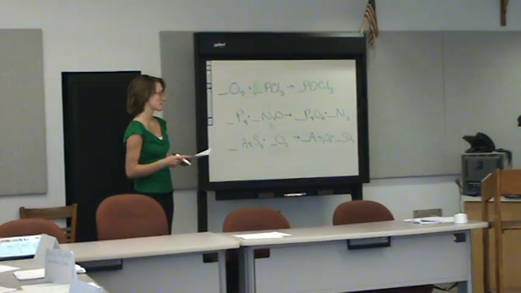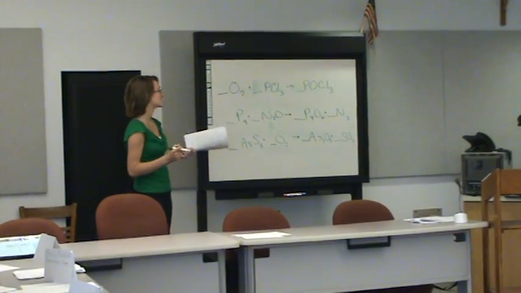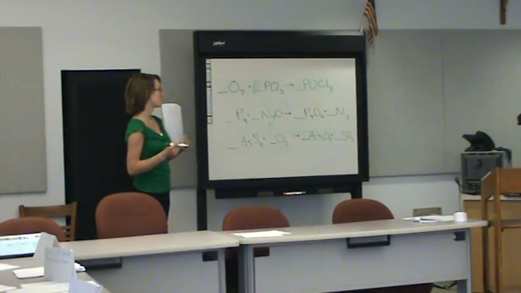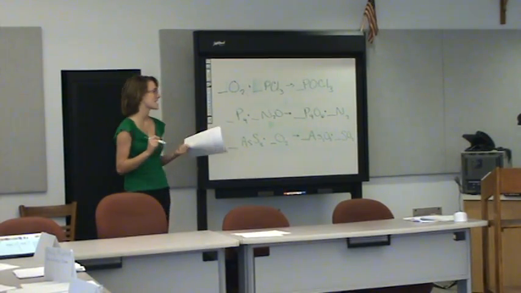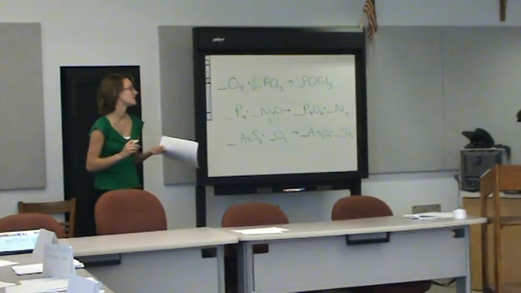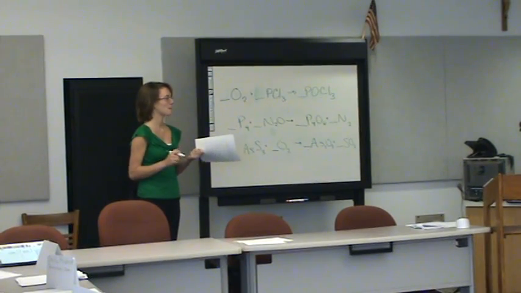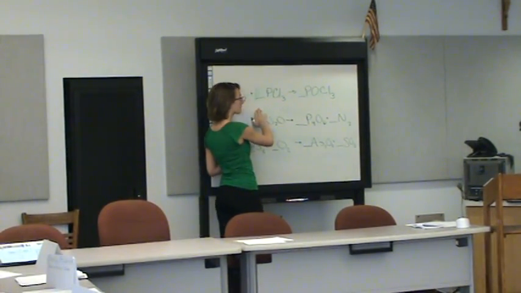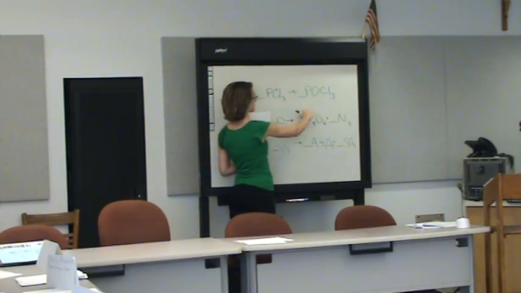We have all non-metals. Okay, so pick a non-metal to start with. Oxygen. I'm going to save the oxygen to the end. It makes it a little bit easier. Then, phosphorus. Okay, so how many phosphorus do we have on reactants? 1 in that side and 1 on the other side. Okay, so you're already good.